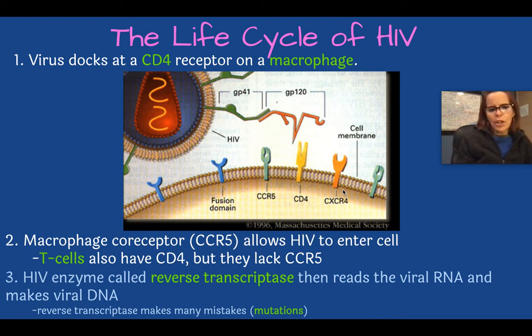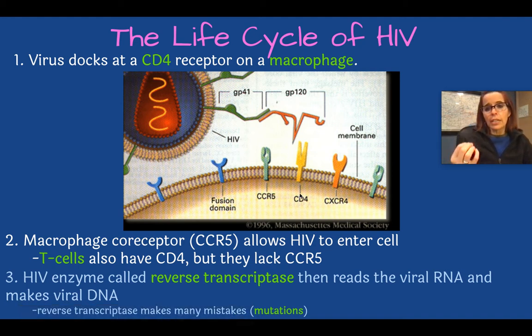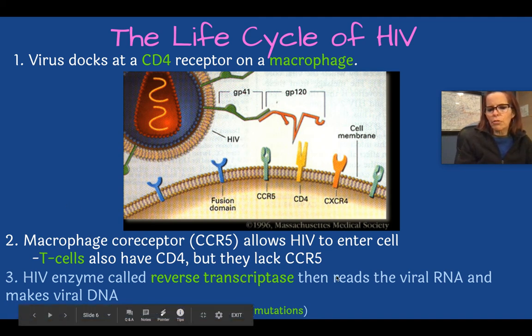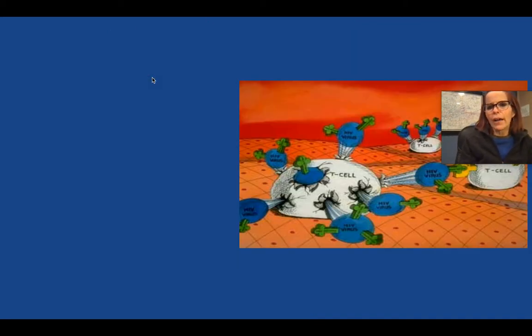In step 3, HIV has an enzyme called reverse transcriptase. So imagine this virus has entered into the cell. It's actually going to enter into the nucleus. It has an enzyme called reverse transcriptase that reads the virus's RNA. So these yellow squiggles, that's RNA. It reads the virus's RNA and makes DNA, its own variety of DNA. But again, it makes a bajillion mutations. So within each patient, you're getting different viral DNA.